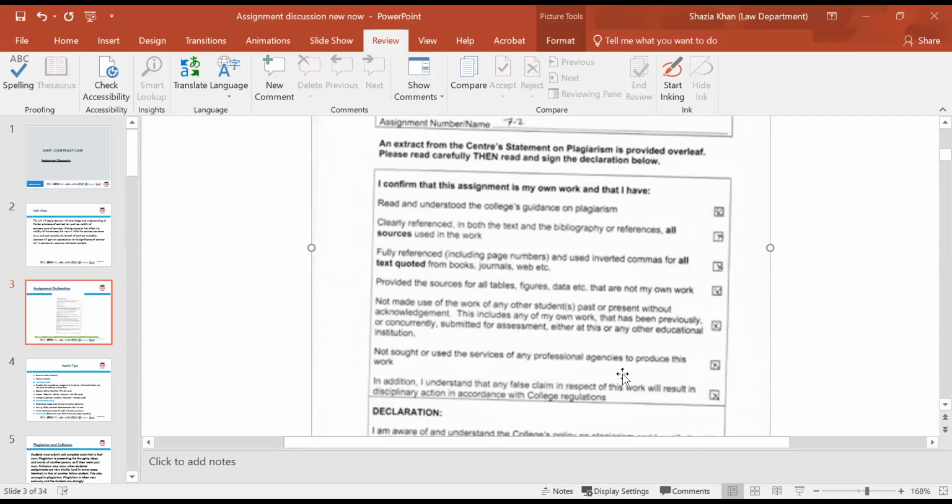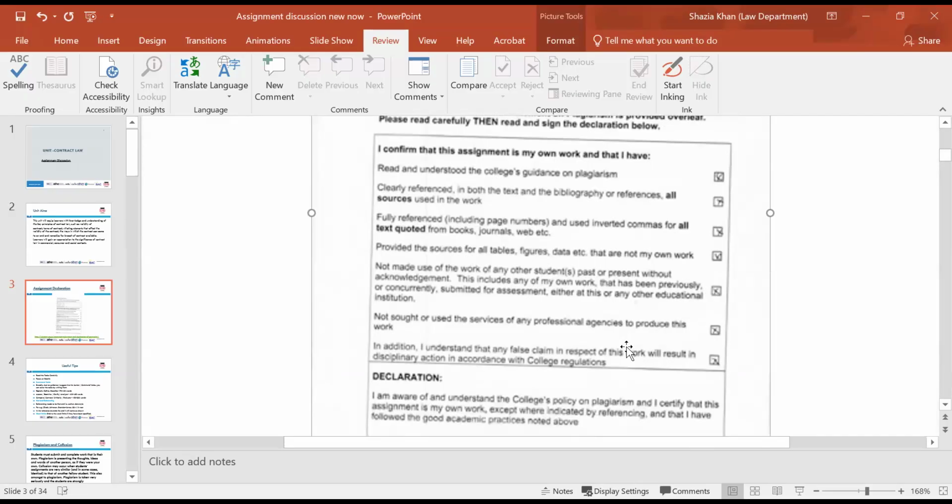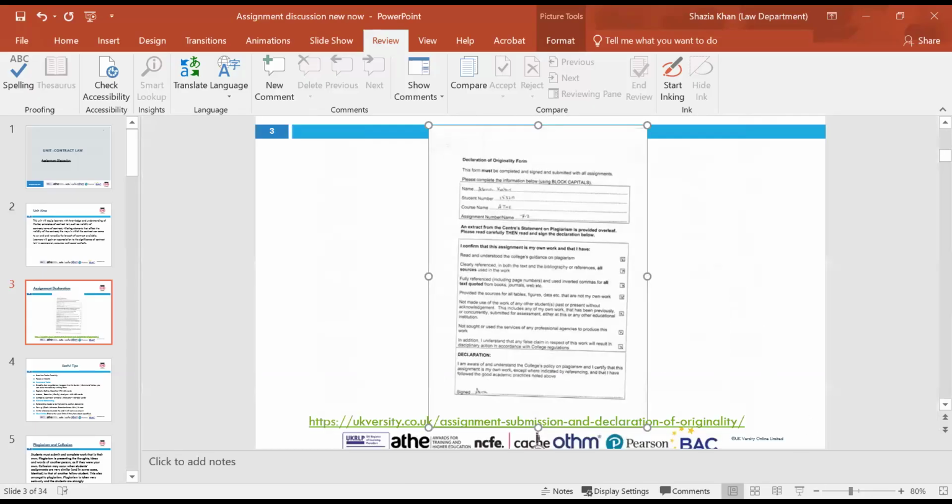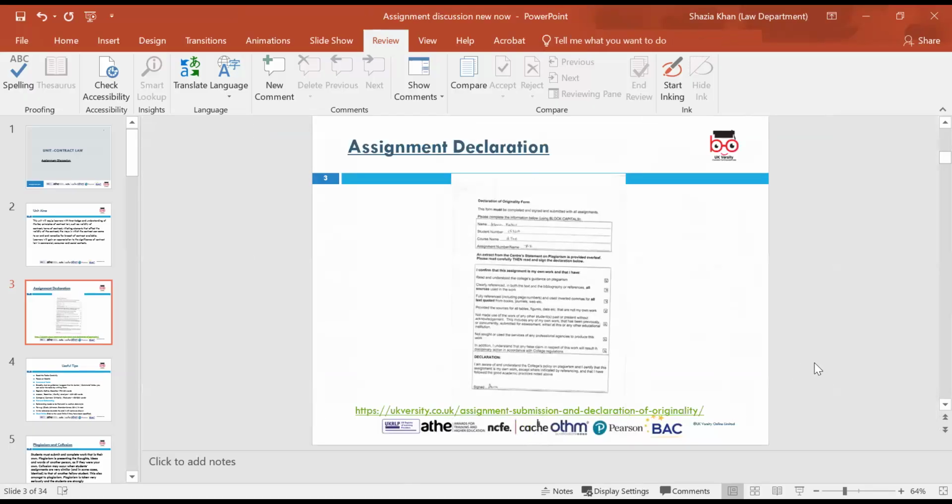And again, we're teaching contract law. Is this a contract? Lisa, is this a contract you're signing? Yes, it is. And it's to declare that the work is your own, that you have not copied, you haven't bought from any agencies or anything like that. This is really important when it comes to looking at your work in regards to plagiarism and collusion, okay?